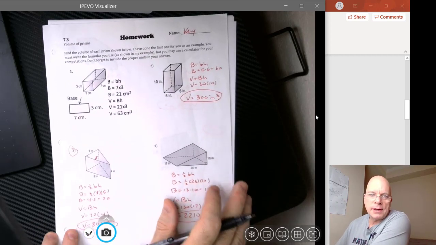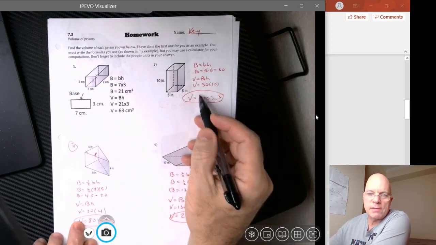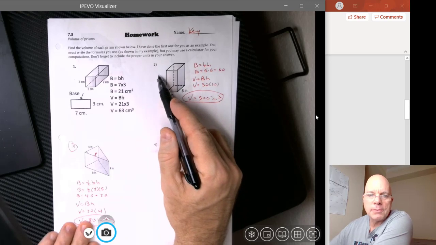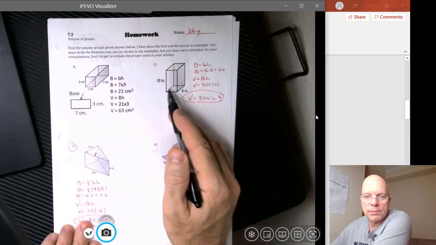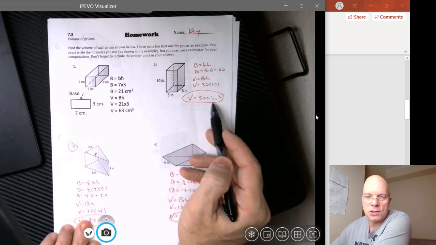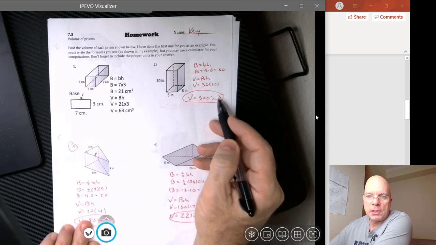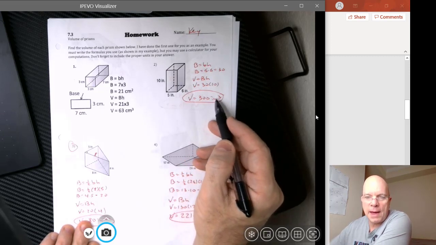Okay, let's start by grading this assignment, Learning Opportunity 7.3. The volume for the rectangular prism in problem number 2 is 300 inches cubed. If you didn't put the correct units, just put them now, don't mark off for that.